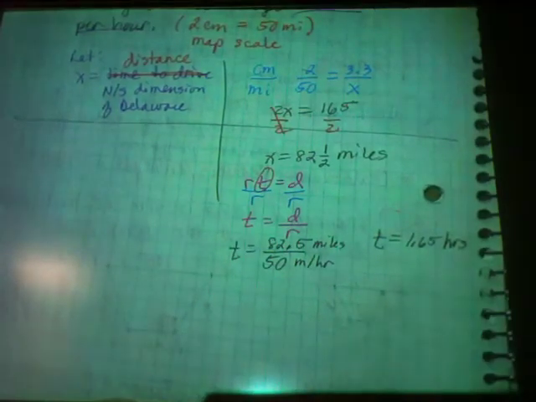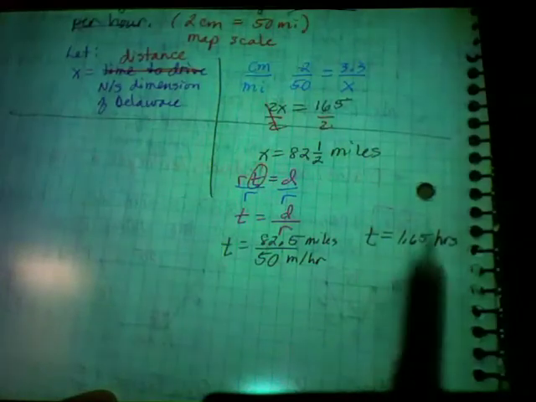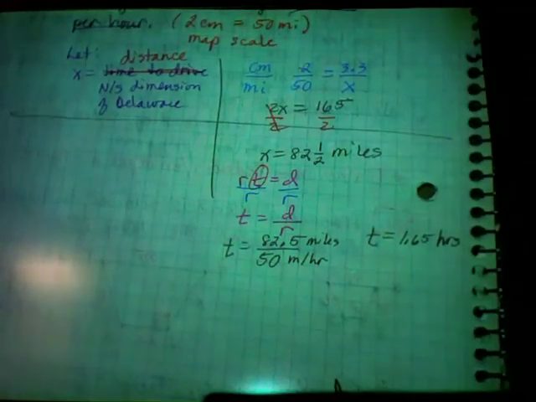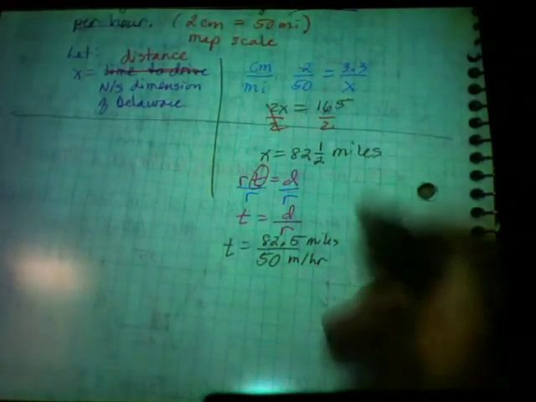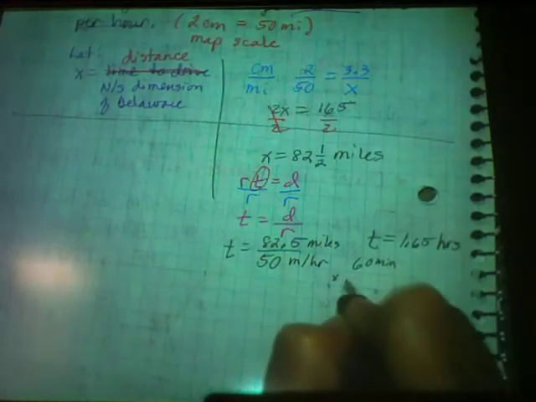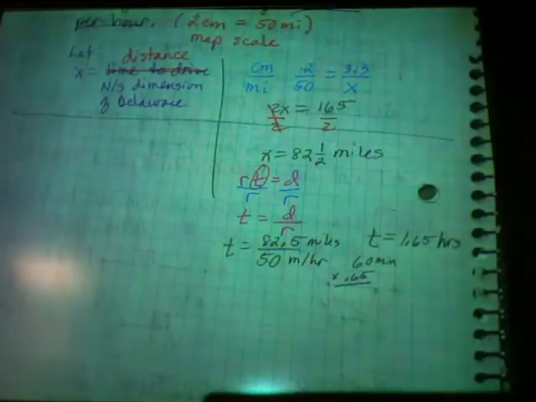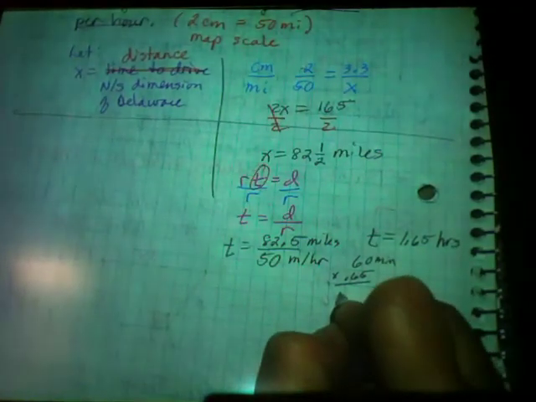Do you know how I would convert that to hours and minutes? How would I convert the 0.65 to minutes? How many minutes are in an hour? 60. So if I wanted to find out how many minutes, I would take 60 minutes and I would multiply it by 0.65 because that's 65% of the total, right? And in this case, I would get 39 minutes.